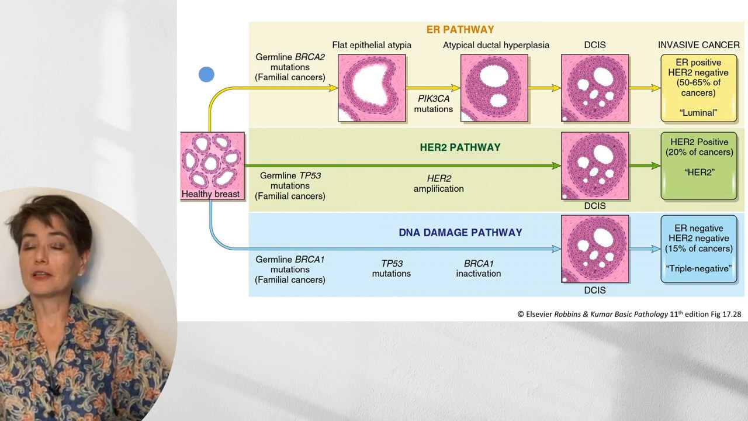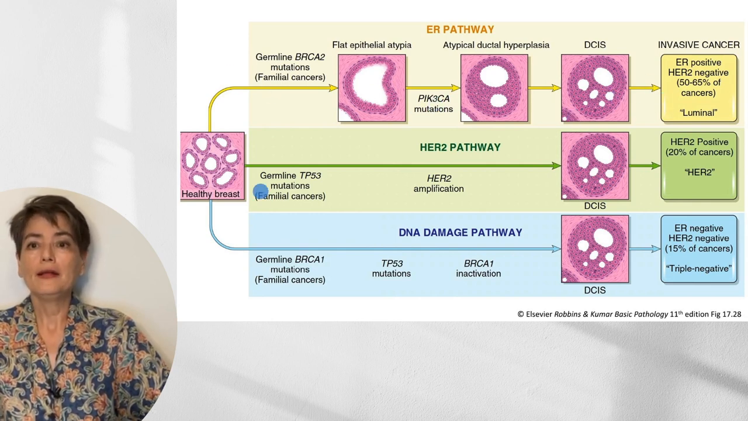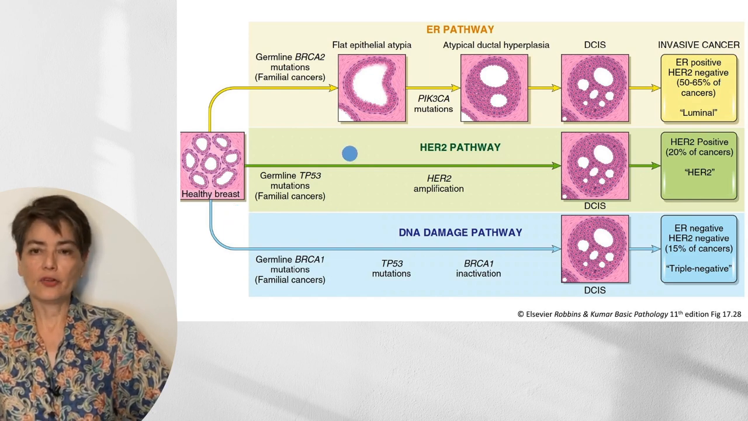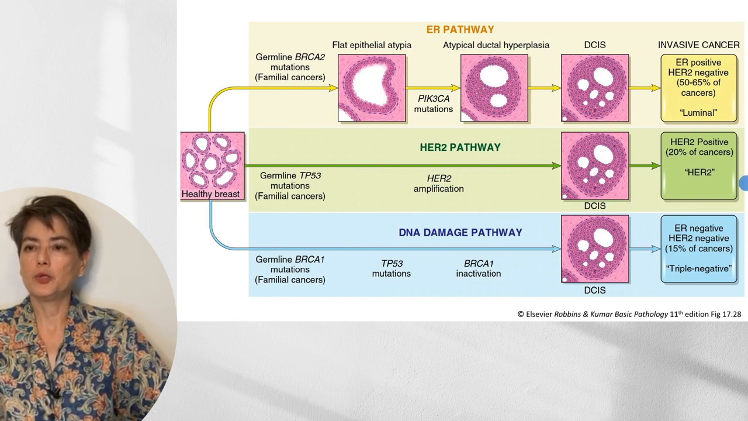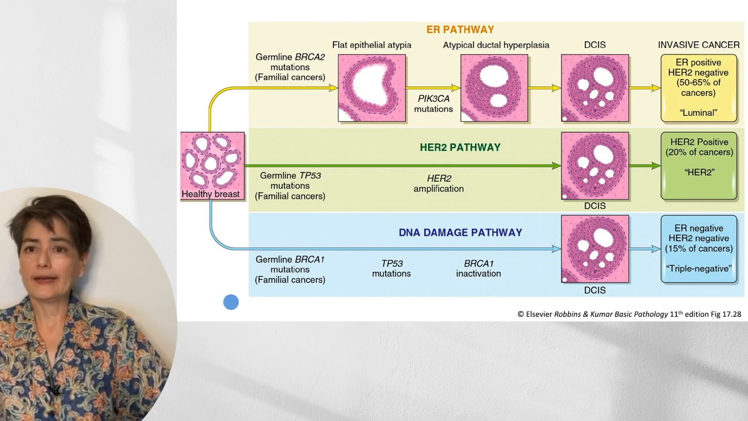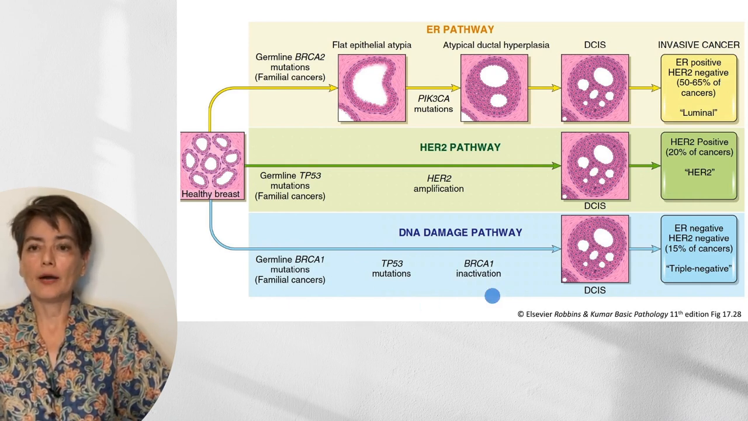And just to point out, there's a lot of research going on. There are a lot of steps in here that we don't understand all of. So just keep in mind, there's a lot of detail here that still remains to be discovered. For our HER2 pathway, this can either be manifested with a germline TP53 mutation, and then we get our HER2 amplification leading to our ductal carcinoma in situ and our HER2 tumors. And then finally, in our DNA damage pathway, we can either have our germline BRCA1 mutation followed by our TP53 mutations, BRCA1 inactivation in our sporadic tumors leading to our DCIS and our triple negative tumors.